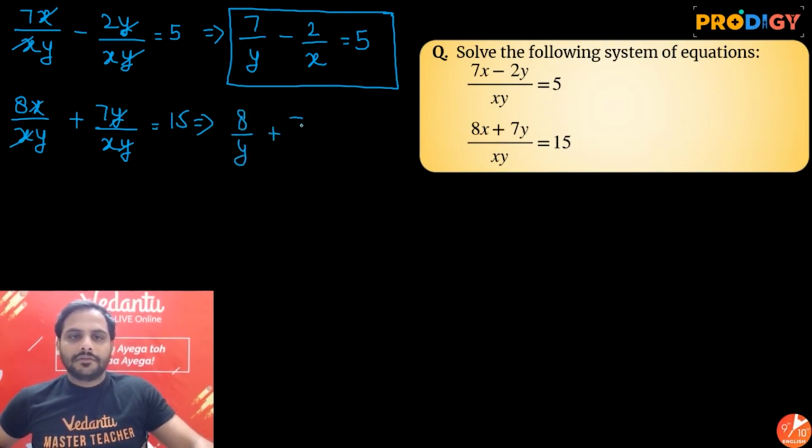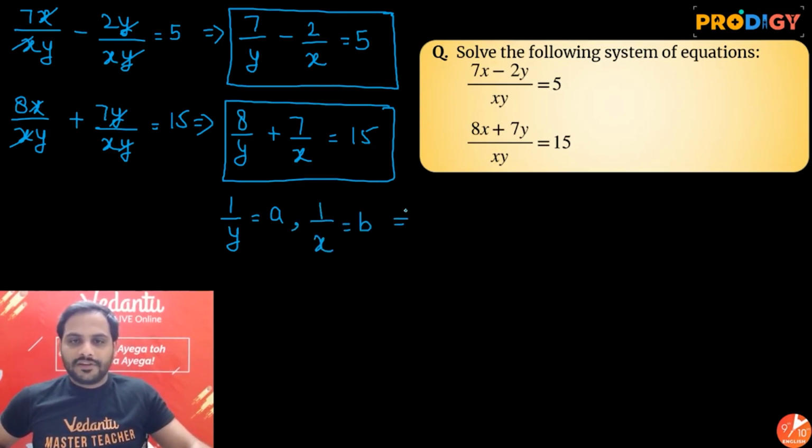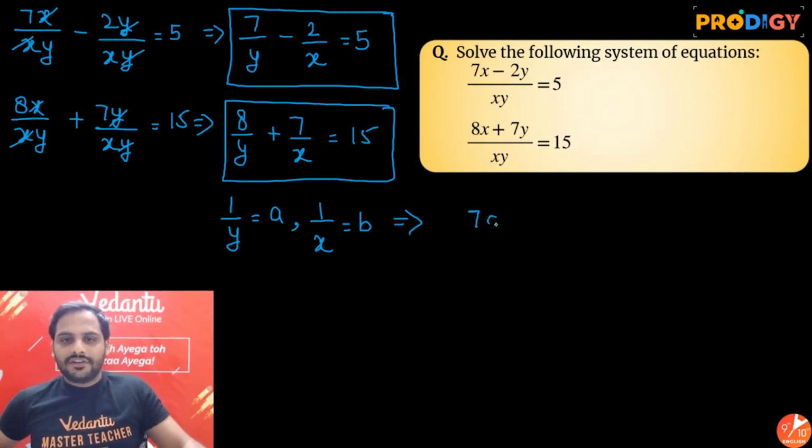8 by y plus 7 by x is equal to 15. These will be my two equations. Now I know this, you can write it as minus 2 by x plus 7 by y also. So I can take 1 by y as, let's say, a, and 1 by x as, let's say, b. If I do this replacement, the equation will be 7a minus 2b is equal to 5.